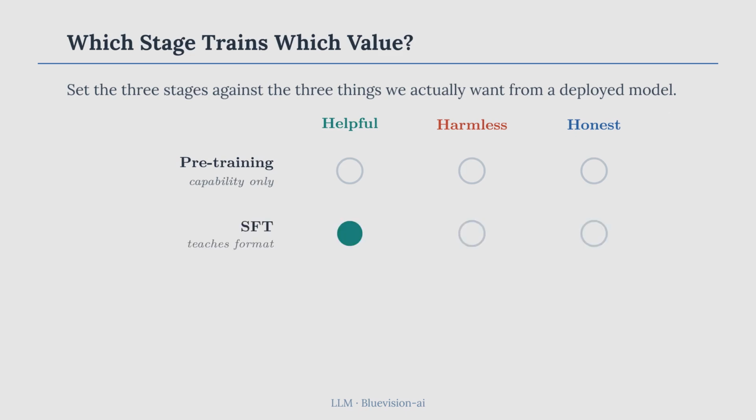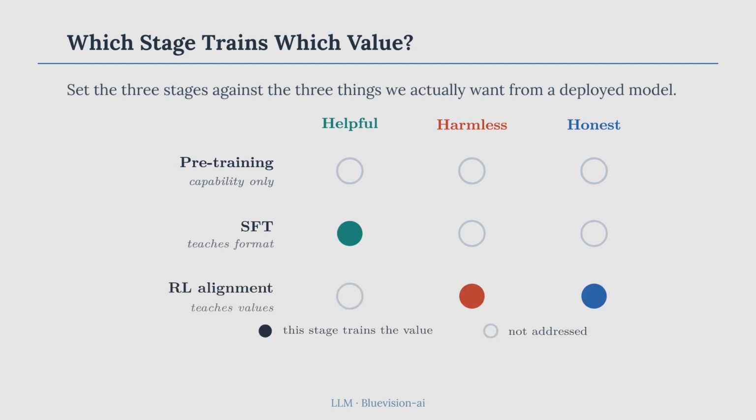SFT fills in one cell. Helpful, because a demonstration is a demonstration of being helpful. It does nothing for the other 2. An SFT model can format a perfectly fluent answer and still have no notion of safe or true, because nothing in "here's the answer, copy the shape" ever tells it what to refuse.